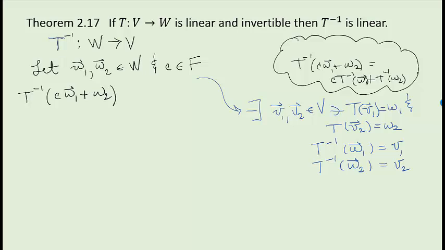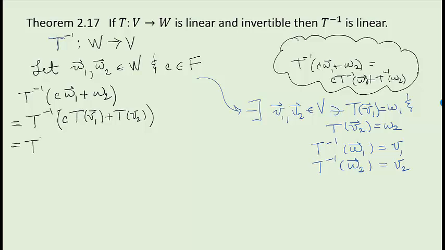So that's information that we need. We have here T inverse of CW1 plus W2. So let's write it as T inverse of C of T of V1 plus T of V2. I want to get T into this conversation because I know T is linear. So now I can combine those two.